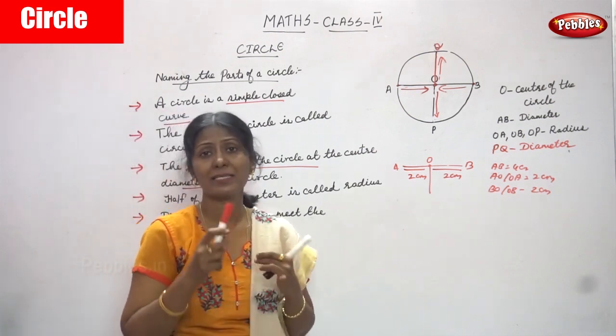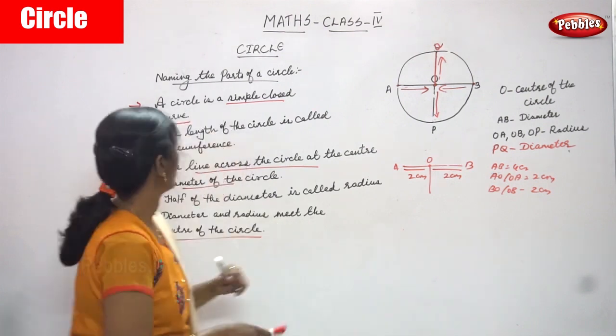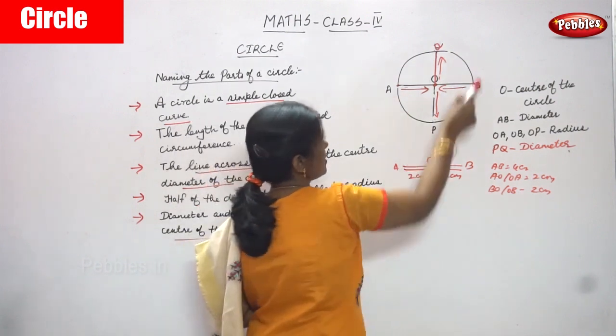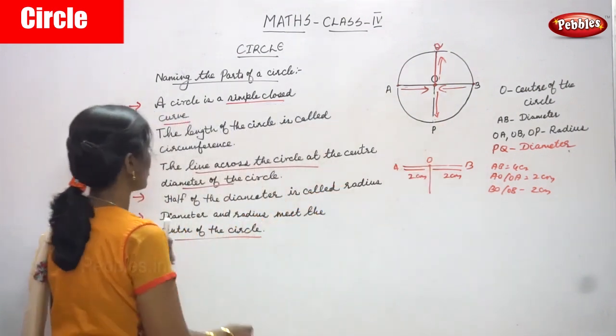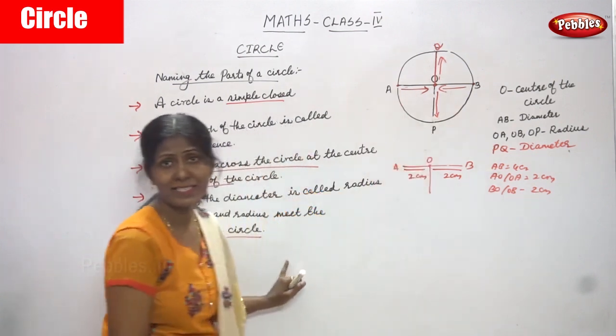First one is the circumference of the circle. Circumference is nothing but the length of the circle. That is what I have written: the length of the circle is called the circumference. That means this is called the circumference. And the next one is the line across a circle. This is the line across a circle. It is called a diameter.